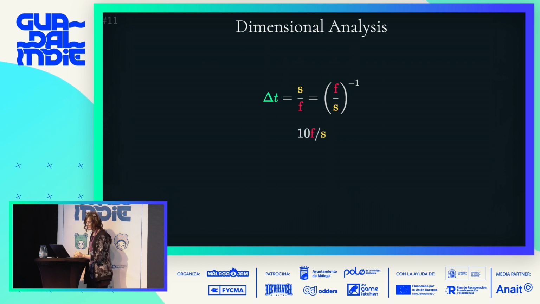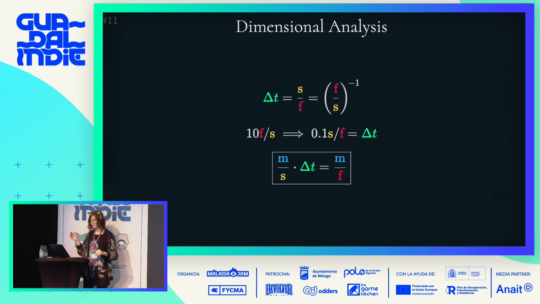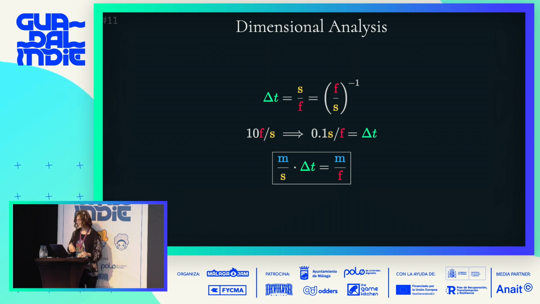So for example, if you are running a game at 10 frames per second, that means that you have a delta time of 0.1 seconds per frame. And so that is then the delta time in that simulation. OK, so this is our conversion factor. We just need to multiply it by delta time in order to convert our speed from meters per second into meters per frame, which is, again, what the computer wanted.